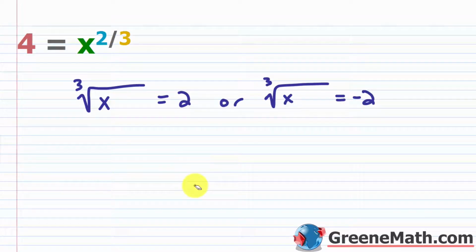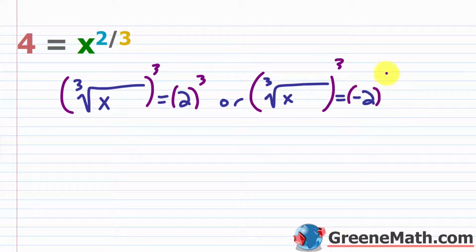Now, what I can do from here is just cube both sides in each case to get rid of this radical. So I'm going to do that over here as well. And what I'm going to find is that, well, here I just have x is equal to 8. And then over here, I would have x is equal to negative 8. So I can simplify that and just say x is equal to plus or minus 8.